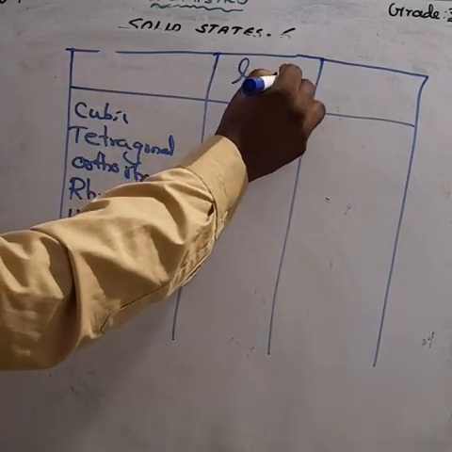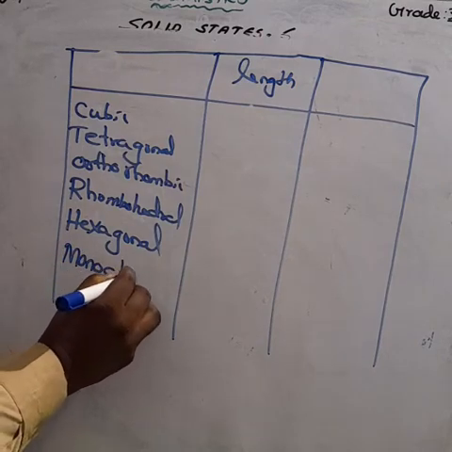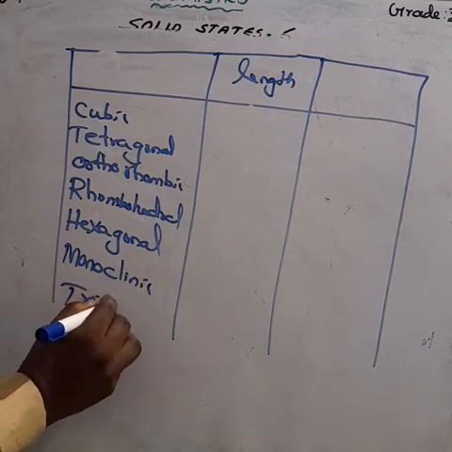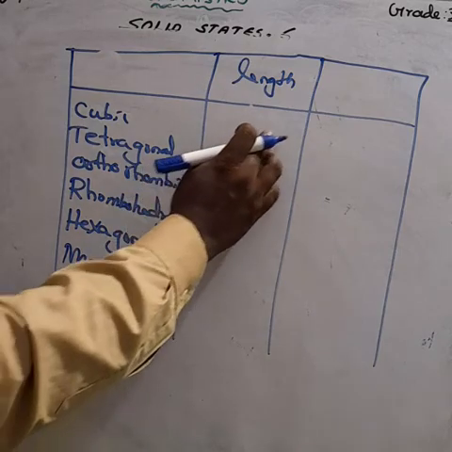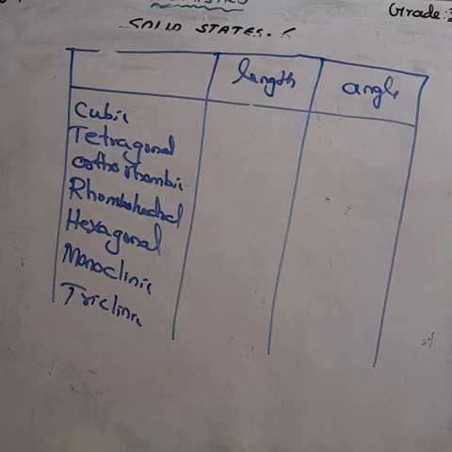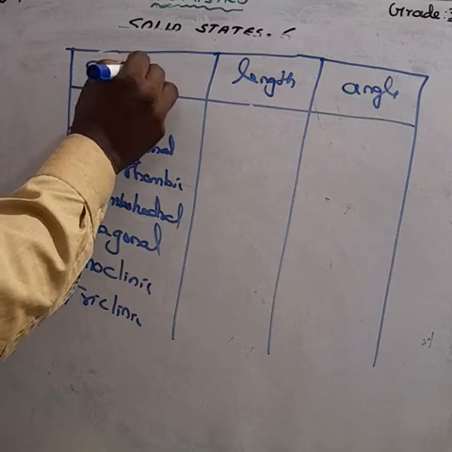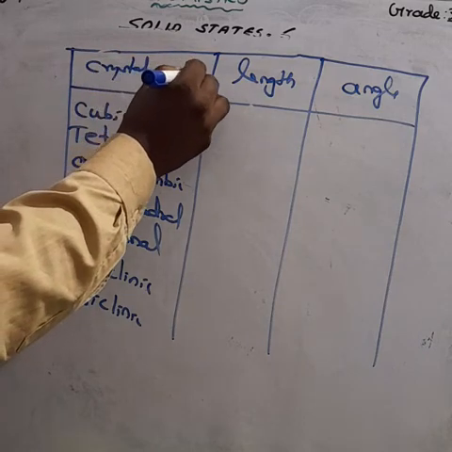Sixth one, monoclinic. Seventh one, triclinic. Once again, first one cubic, tetragonal, orthorhombic, rhombohedral, hexagonal, monoclinic, triclinic. Listen all of you, the first three you have to write like that.